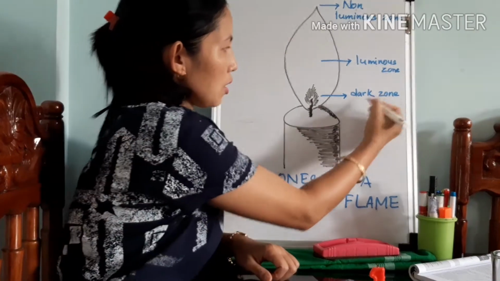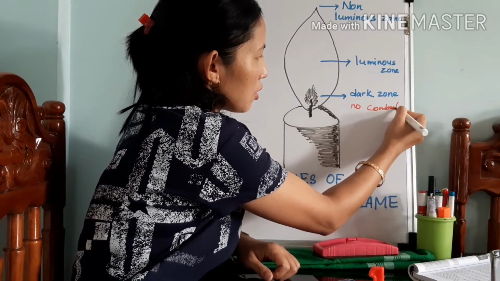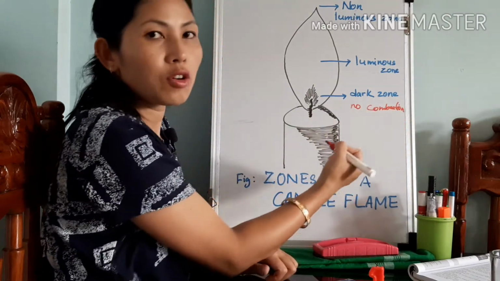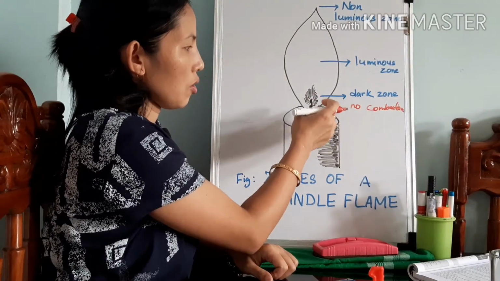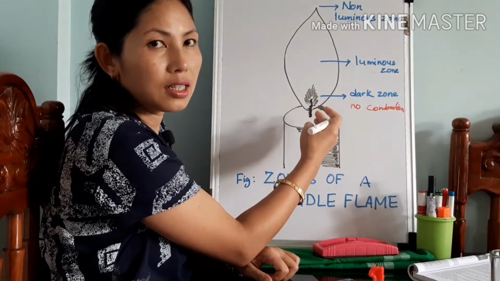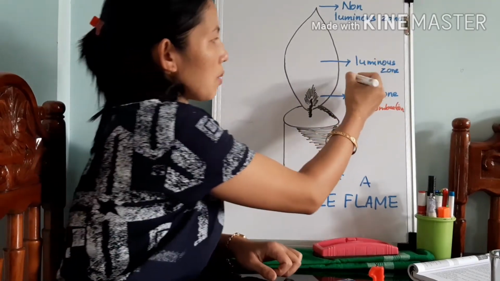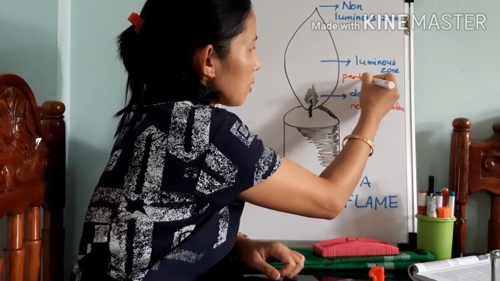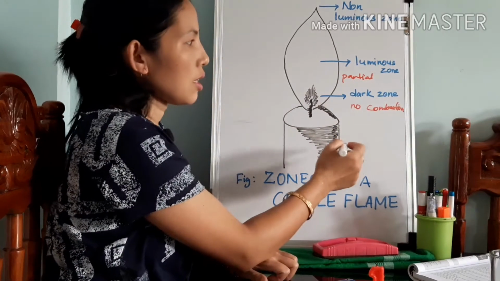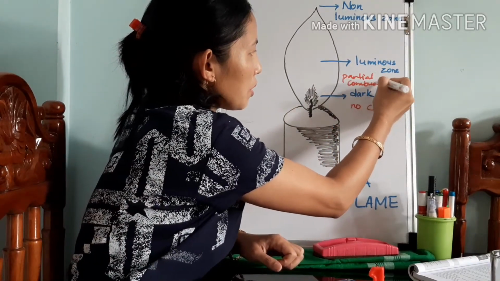So in the dark zone there is no combustion, due to no supply of oxygen inside it, as a result it does not burn, so it remains dark in color. On the other hand, the luminous zone partially burns, or you can say partial combustion occurs in the luminous zone.